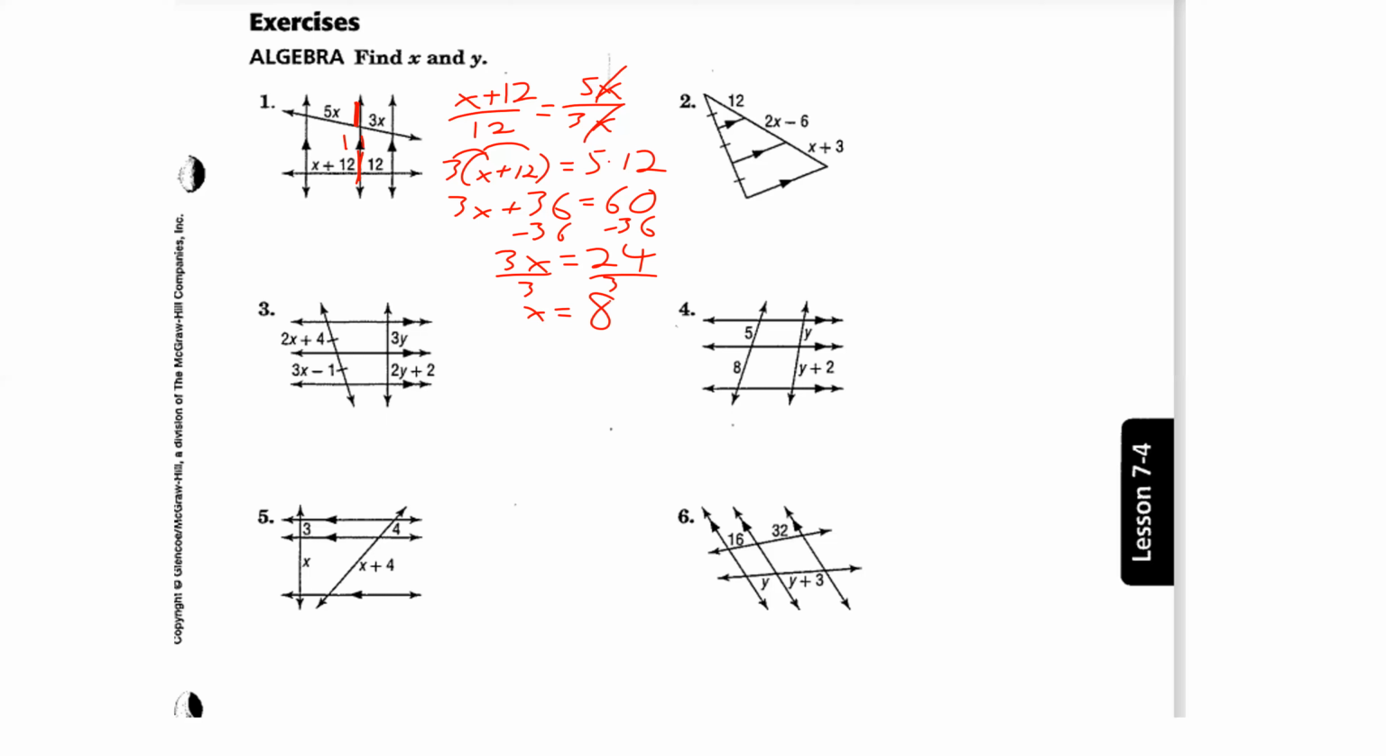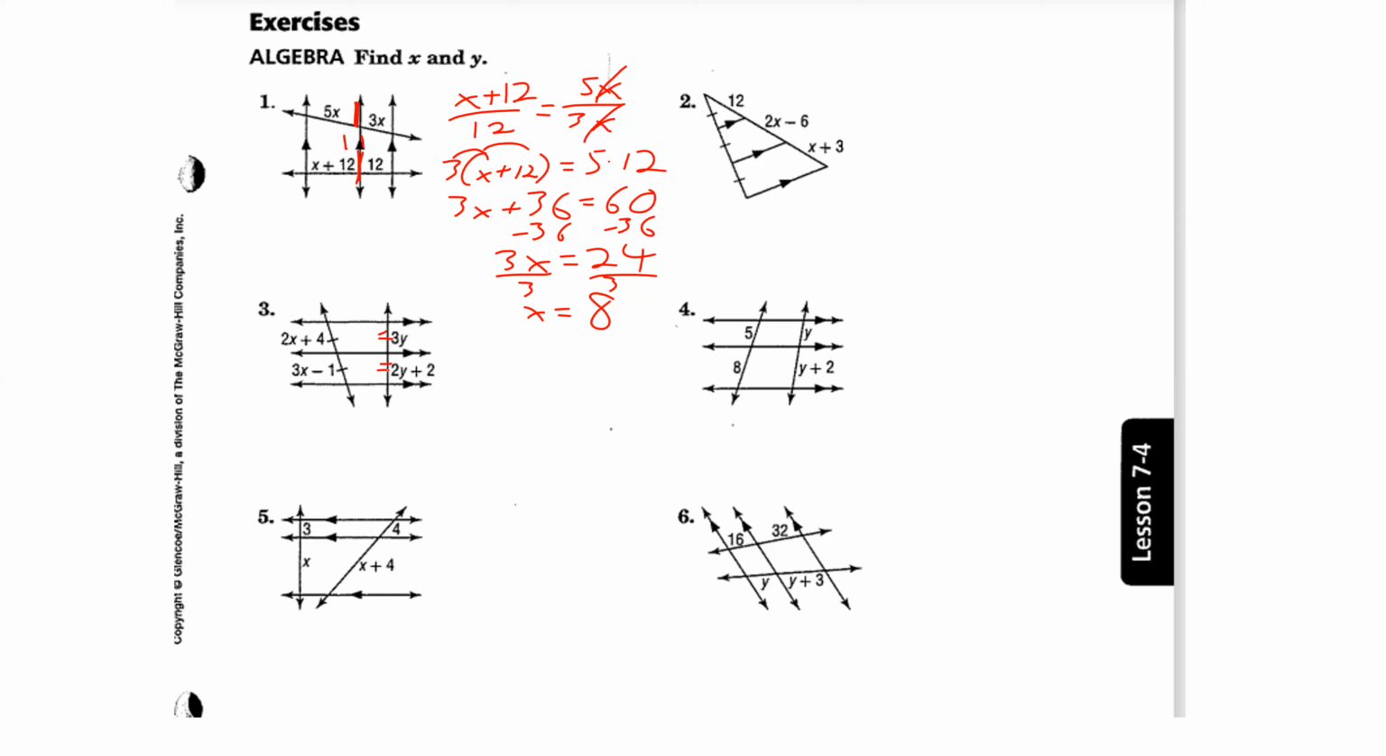Now, there are a couple problems on here where we don't have to set a proportion. So I'm going to do an example of one of those. If you look at number 3, this one we can get away with not doing a proportion because they tell us that we have some congruent parts. They tell us that these 2 pieces are congruent. Well, if those 2 pieces are congruent, what does that mean about those 2? They're also congruent. Now, again, is it going to be the exact same measure as these? No, but they're congruent to each other.